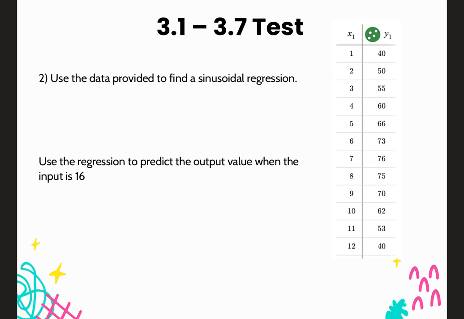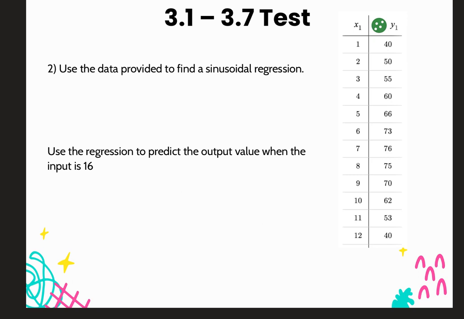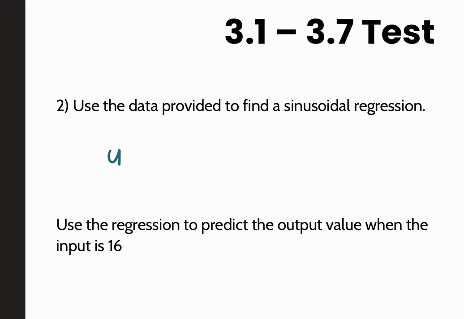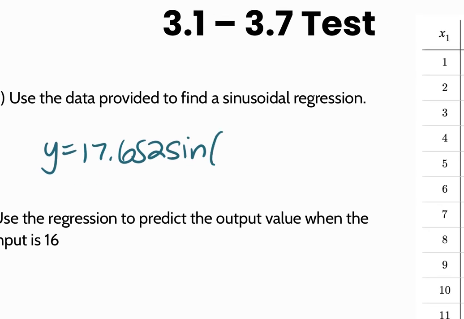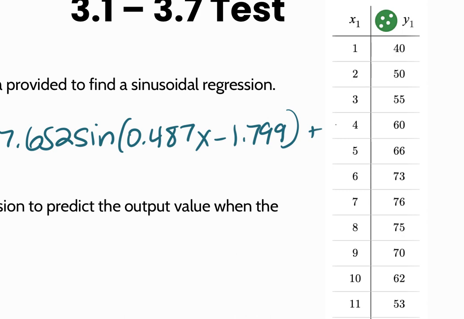All right, number 2 is based on a data chart. So you're going to enter in all of that data into your calculator. Okay, once you enter in the data, you're going to run the regression, and I get y equals 17.652 sine b 0.487 x minus c 1.799 plus d 58.594.